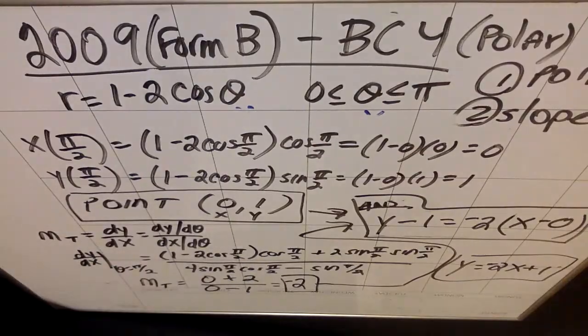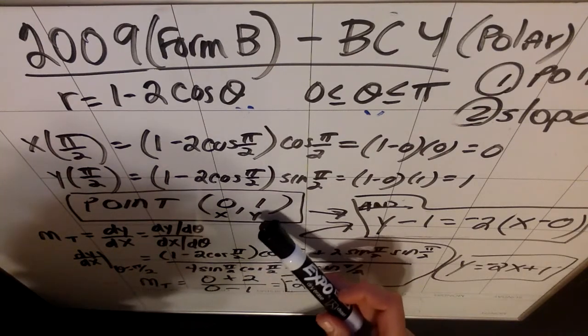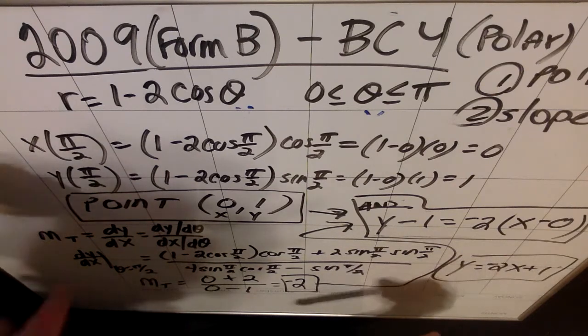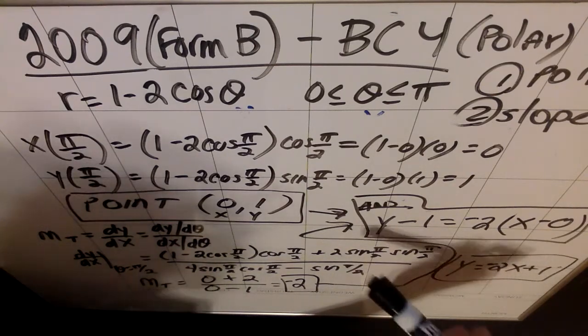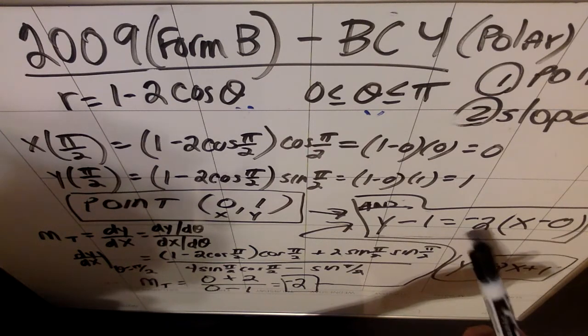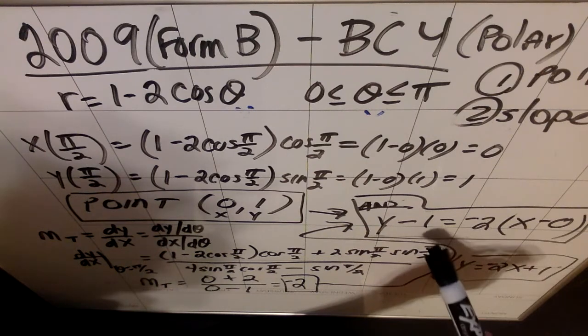The video got cut off at the end, so I'm just going to walk you through the last bit of the solution. So we have a point, 0 comma 1, and we have a slope, negative 2. So we're going to put those two together in point slope and do y minus 1, because y minus the y value equals m, which is negative 2, times the quantity x minus the x value, which would be x minus 0. This is the best possible answer.